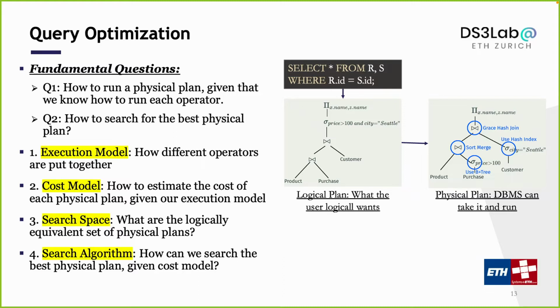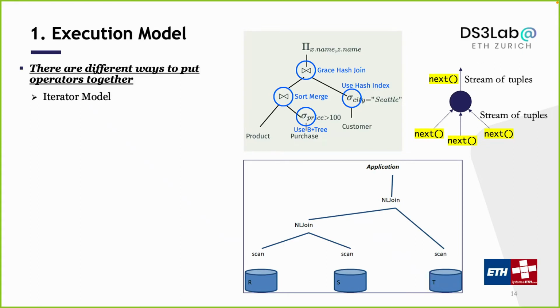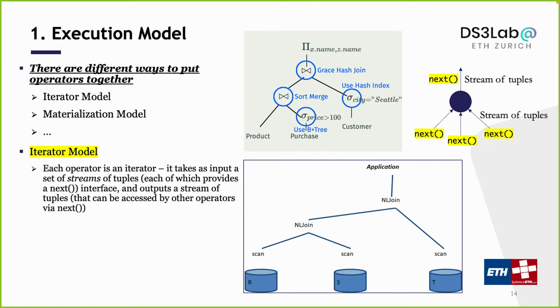Now let's start with the execution model, because that's important. Without knowing how those operators are being put together, it's very hard for us to reason about how to estimate the cost. There are different ways that these operators can be put together. There's the Iterator model we are going to talk about today, there's something called the materialization model, and there's a whole bunch of things in between. The most popular one is the Iterator model. The high-level idea is to think about each of those physical operators as an iterator. It returns a stream of tuples. That is how to think about every single node in the tree.